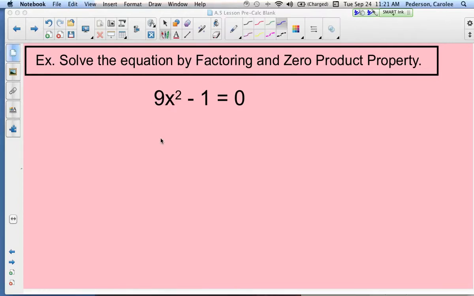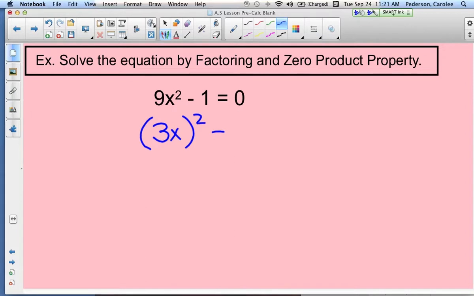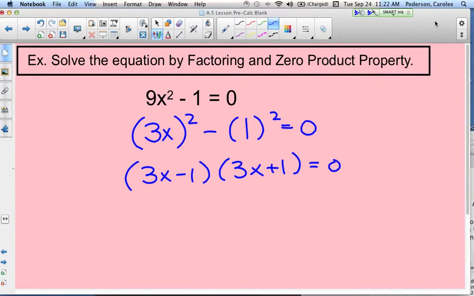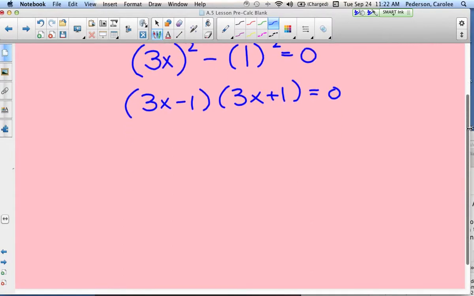So I'm just going to rewrite that 9x squared as 3x times 3x, and then the 1 as 1 times 1. Now we can factor it as 3x minus 1 times 3x plus 1. What the zero product property does is it takes those factors and sets them equal to 0.